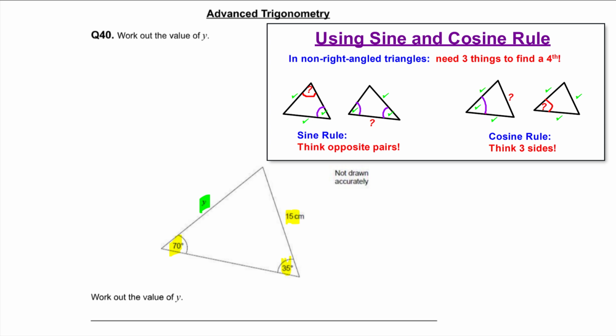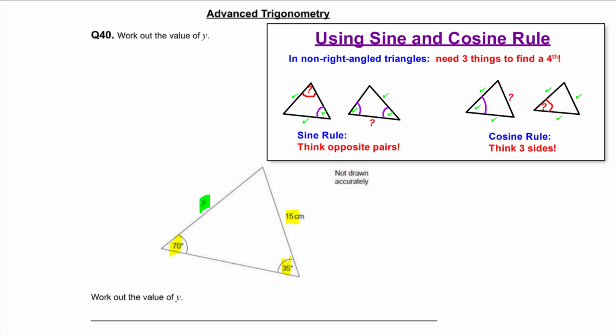Now, the way that I think about it is that the sine rule is about opposites. It's about opposite pairs. And the cosine rule is about 3 sides. Either you've been given 3 sides and you want an angle, or you've been given 2 sides and an angle and you want to find a 3rd side. Now, what have we got here? Have I got 3 sides or have I got opposite pairs? Well, I've only got 1 side and I want to find the other side. So immediately I'm thinking this is not the cosine rule, because if it was, I would know this number here, and I'd be able to go on and find y. It isn't, so it's not going to be the cosine rule.